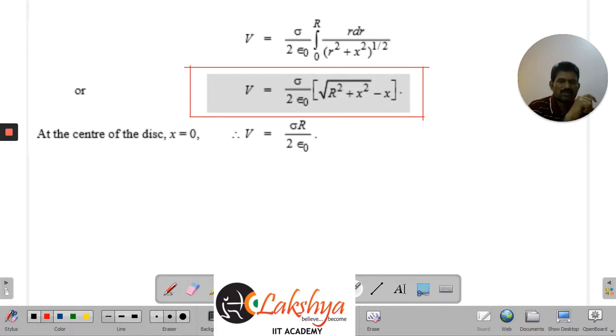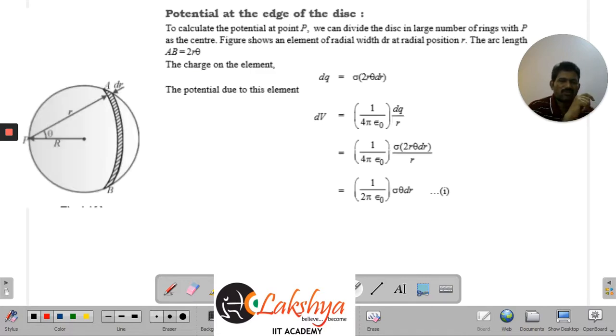So let us see how to calculate potential at the edge of the disk. So now this is the potential at the edge of the disk here. If you want to calculate, say, potential due to this entire disk at a point here, this calculation is also important. Sometimes they will directly ask what is the expression for potential at the edge of the disk. So for this, let us see this derivation here.